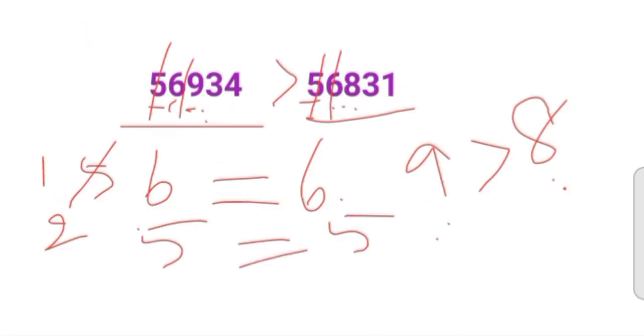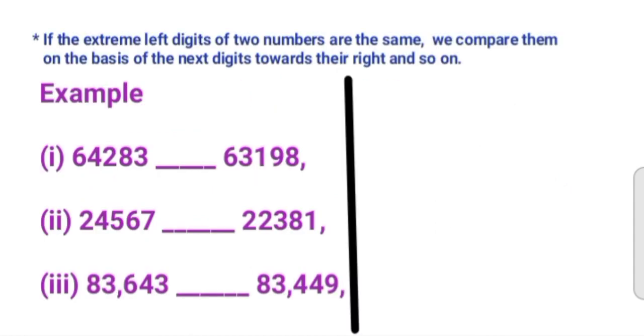So that's what we did in this example. We applied the first rule. It is not possible. Then we checked the second rule. Both the numbers are the same, so we can't use that rule. So we applied the third rule. We compared the next numbers towards the right side, so we found it. We have an example. Just go through this.